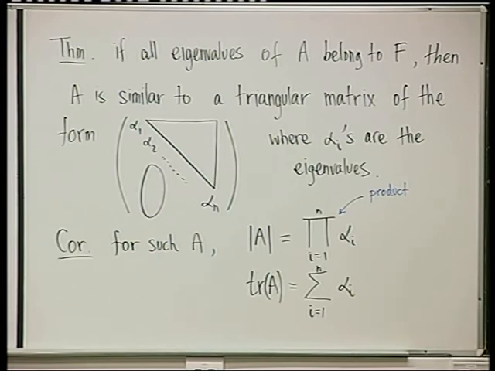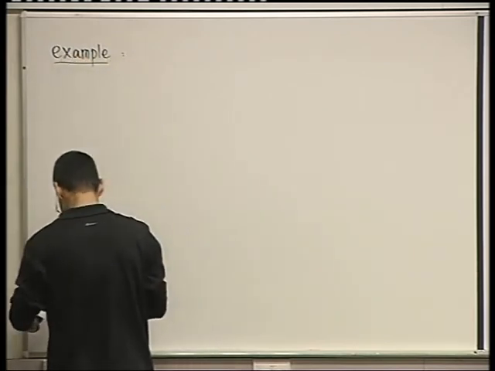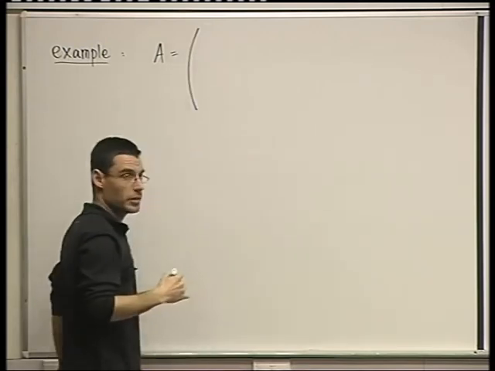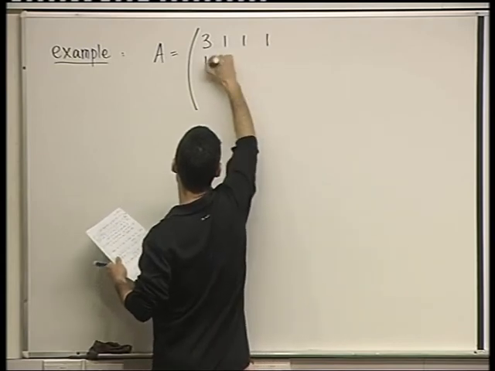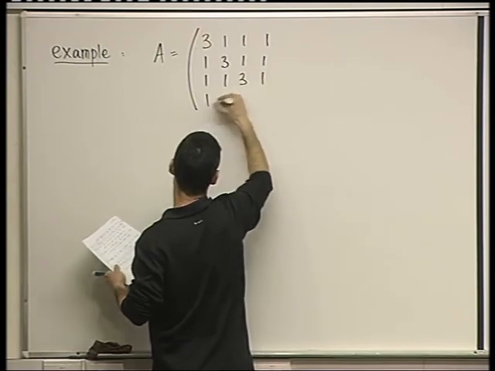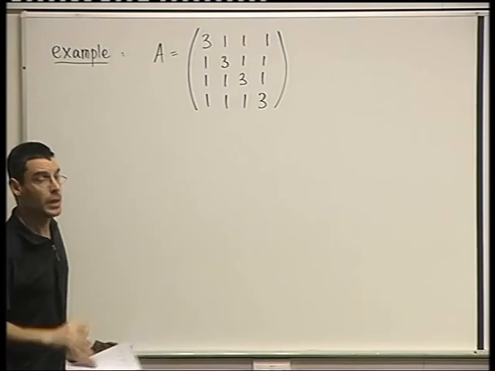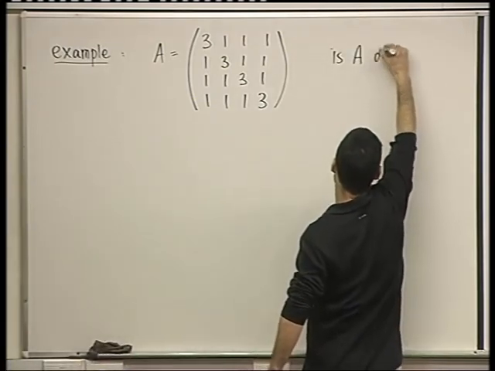I have to find the example first. Ah, there's the example that I wanted to do. So here's an example. Let's look at the matrix. It's going to be a 4 by 4 matrix: 3, 1, 1, 1; 1, 3, 1, 1; 1, 1, 3, 1; and 1, 1, 1, 3. Question: is A diagonalizable?